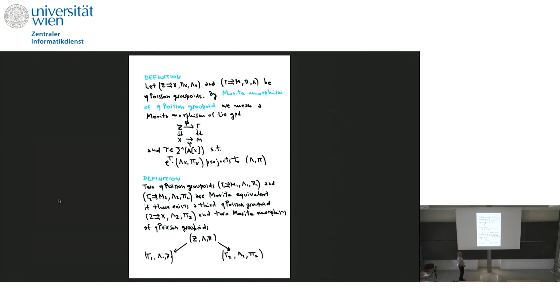And then the Morita equivalence is given by saying that there is one quasi-Poisson structure and two Morita morphisms. Okay, that's all.